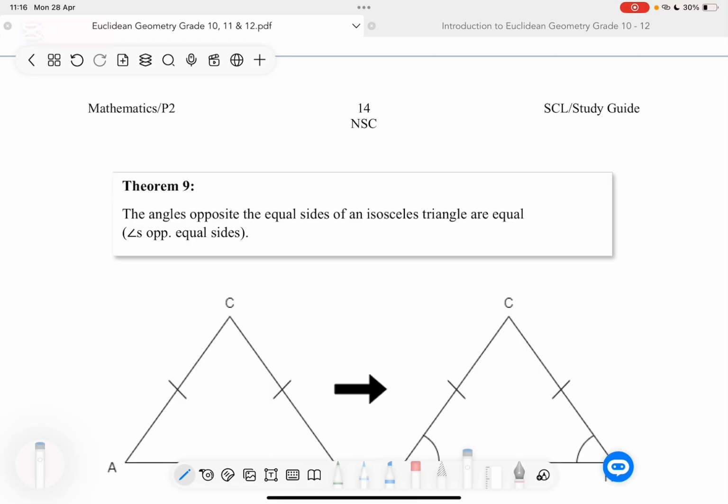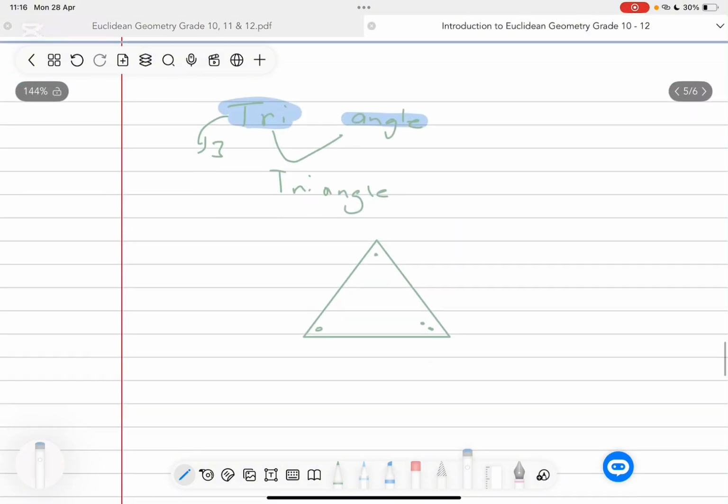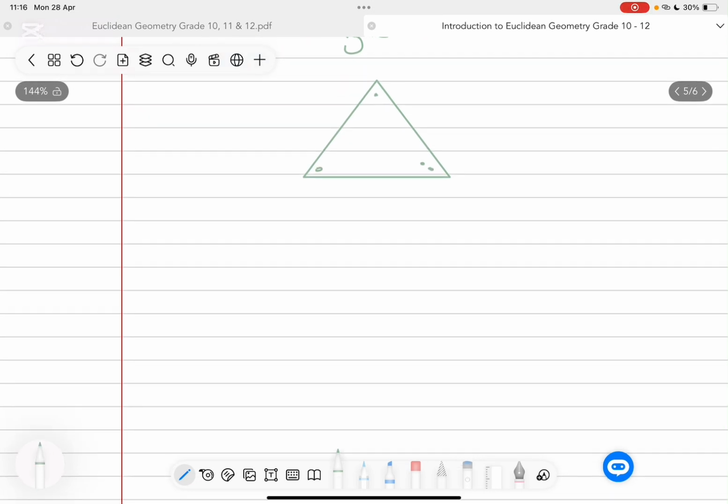The next theorem that we are going to look at is Theorem 9. And this theorem says that the angles opposite the equal sides of an isosceles triangle are equal. Now, before we can break this theorem down, perhaps we have to look at what an isosceles triangle means. What is an isosceles triangle?